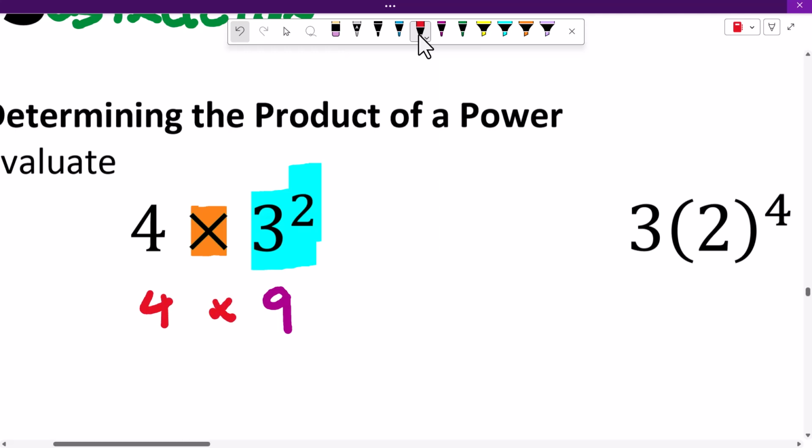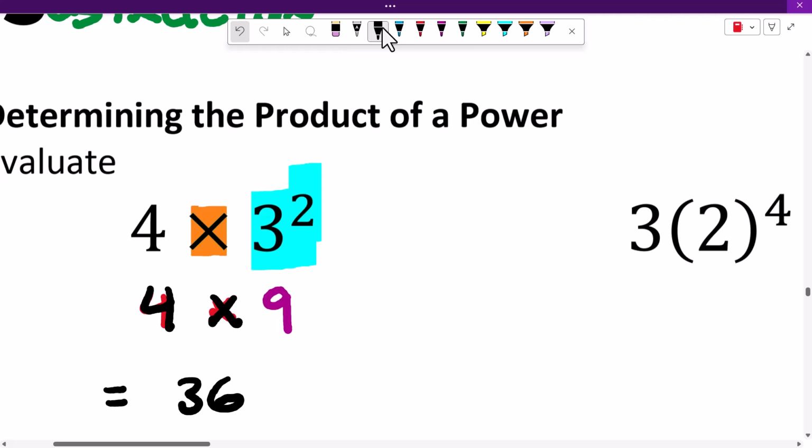When you get good, you can do more than once. So maybe I'll keep that in black. And just bring the other stuff down. 4 times 9, and then you put those together. What do you get? You get 36. Yeah, put those together.